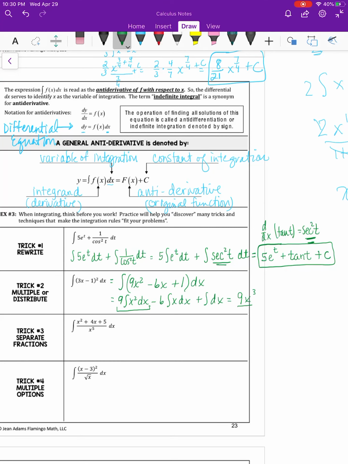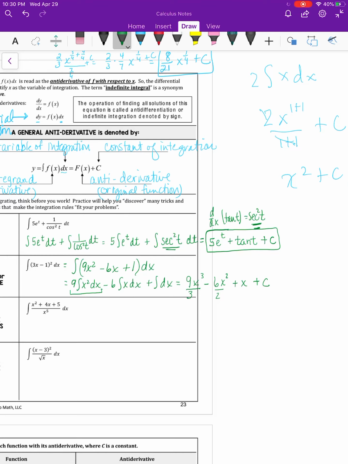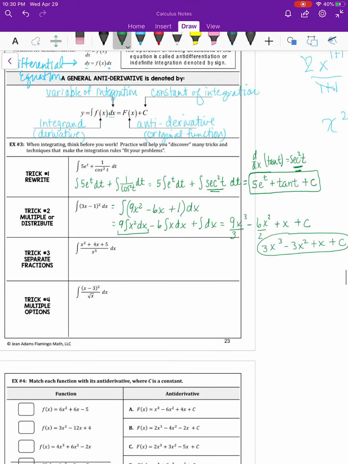Now, how would I integrate x squared? Wouldn't it be x to the 2 plus 1 divided by 2 plus 1? And see, when I have that 9 there, that's going to simplify. And then minus 6, this is going to be x to the 1 plus 1 divided by 1 plus 1. And so that's going to simplify. And then we said if we have a derivative that's just positive 1, that would have just been positive x. So now I want to simplify that to 3x cubed minus 3x squared plus x plus c.